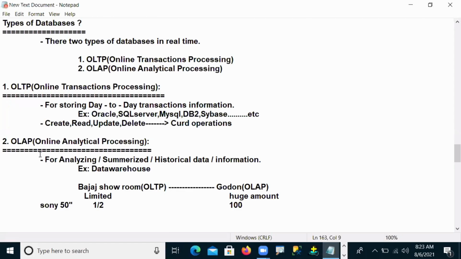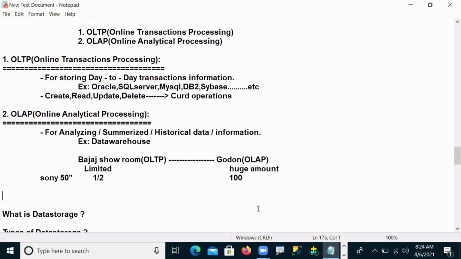Next one is OLAP. Every organization uses data warehouses as per their business, based on the data their business generates. Some companies use data warehouses, some do not, because if their business is very small, they don't need data warehouses. Their transactions may generate only 100 MB or 150 MB per day, which is enough for OLTP. So these are the types of databases.